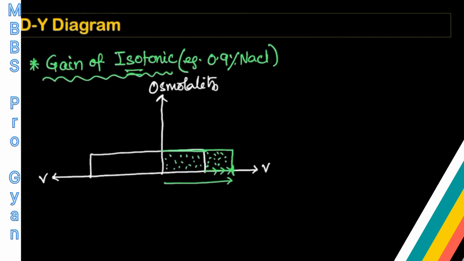I'll show you how the ICF volume can change if you give a hypotonic kind of fluid. But for isotonic fluid therapy, there will only be expansion of the ECF volume. There will be no change in osmolality of the ECF. There will be no change in ICF volume also. This means the volume of this compartment will remain constant.